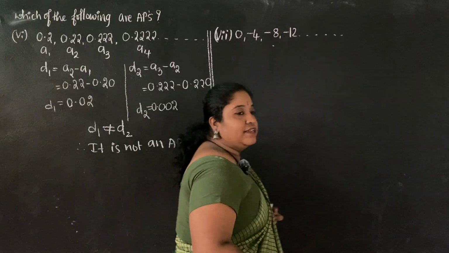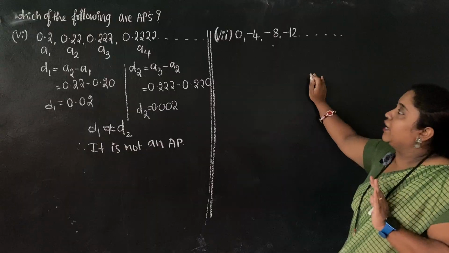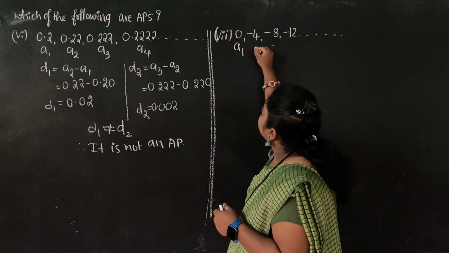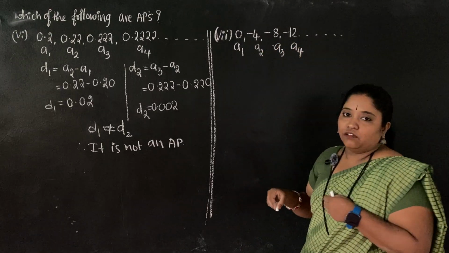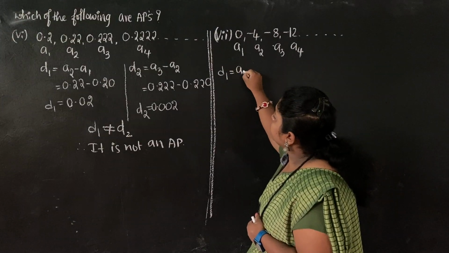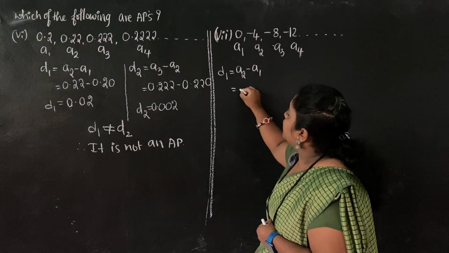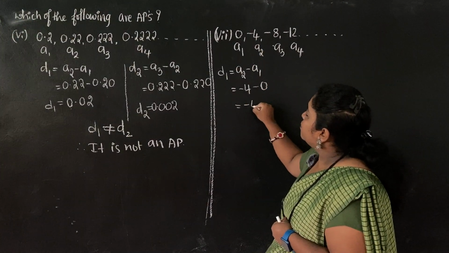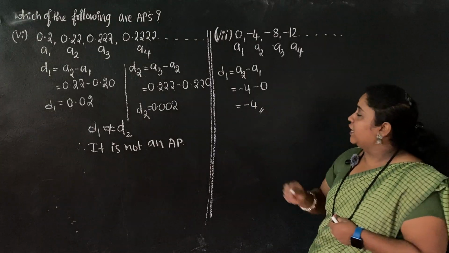You just look at the board. What is the 7th question? I have 0, minus 4, minus 8, minus 12. So first name the terms, dear. A1, A2, A3, A4. I'll calculate D1, D2, D3 values. So D1 is equal to A2 minus A1. What is A2, dear? A2 is minus 4. A1 is 0. Minus 4 minus 0 is how much? Minus 4. I got D1 value as minus 4.